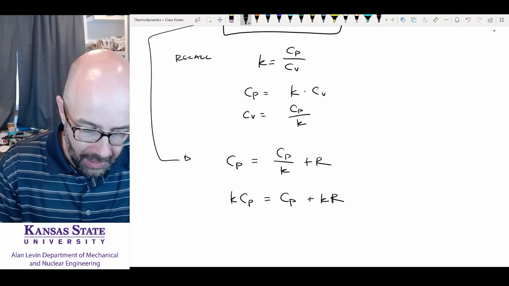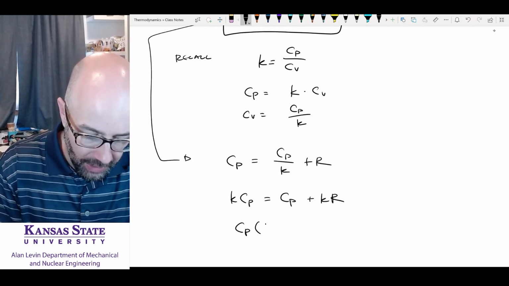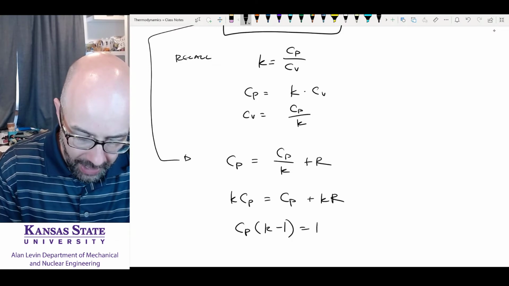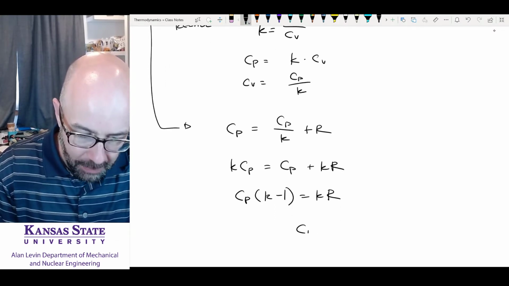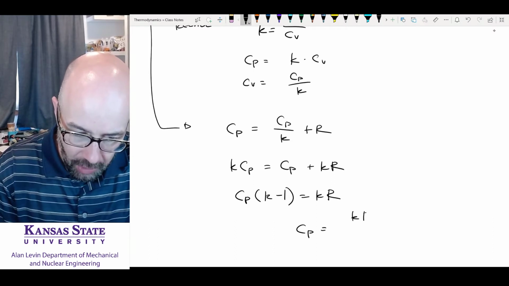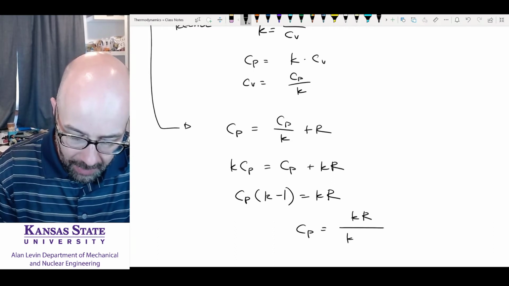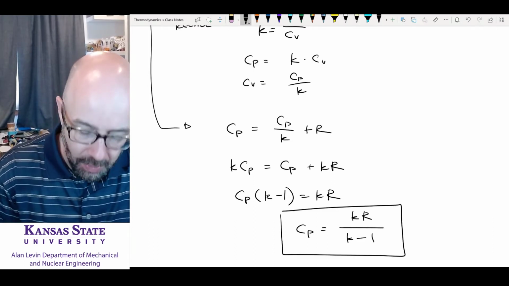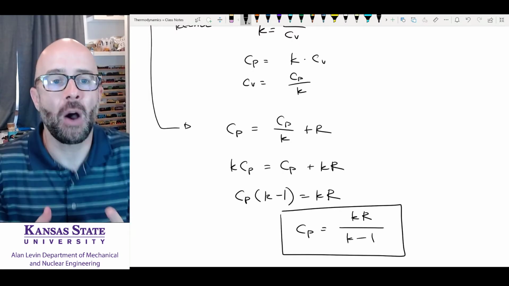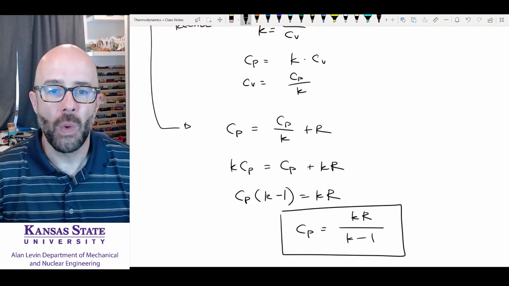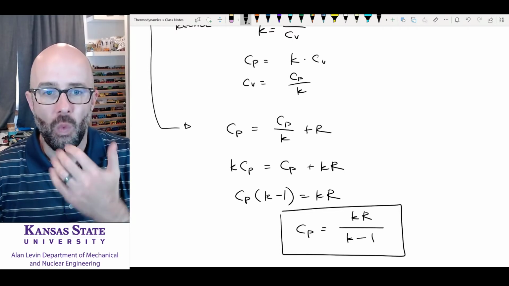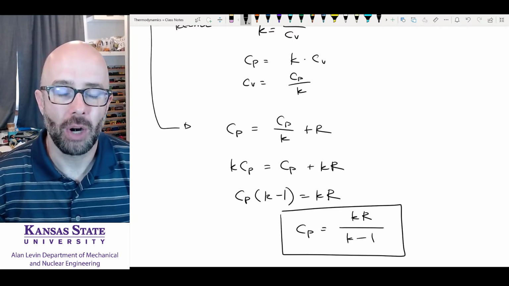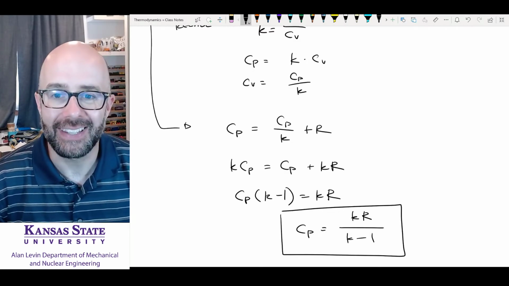And I can get, let's do it this way. C sub P times (K minus 1) is equal to KR. Or I could say that C sub P is equal to K times R all over K minus 1. This equation, which is on your equation sheet, is the way we can calculate C sub P. If they give us the specific heat ratio, we can calculate what our C sub P, or our specific heat at constant pressure, is.